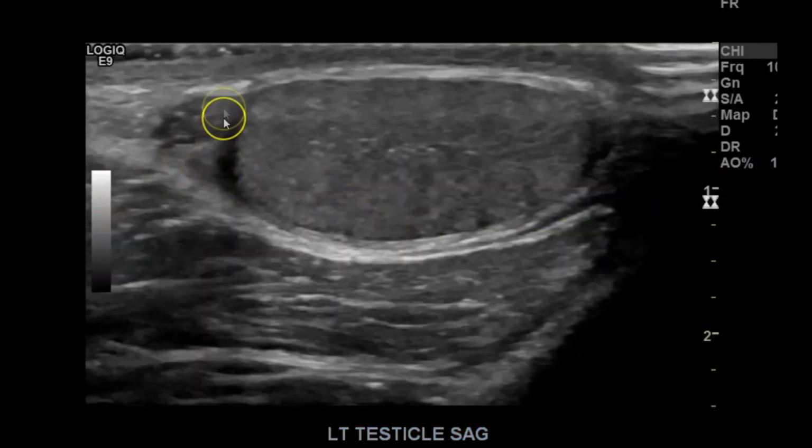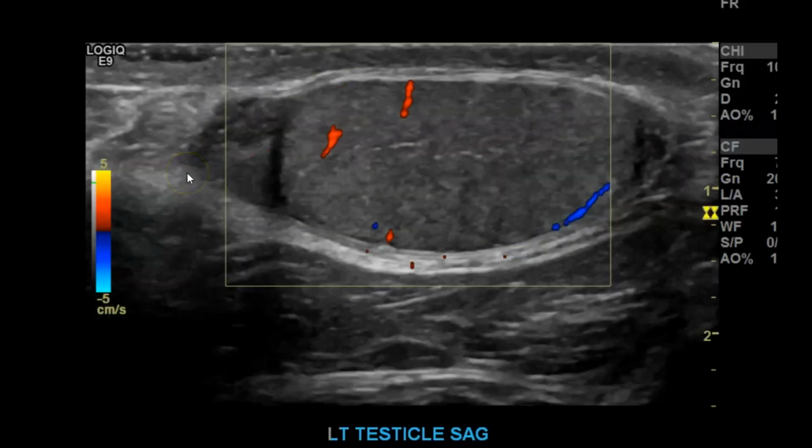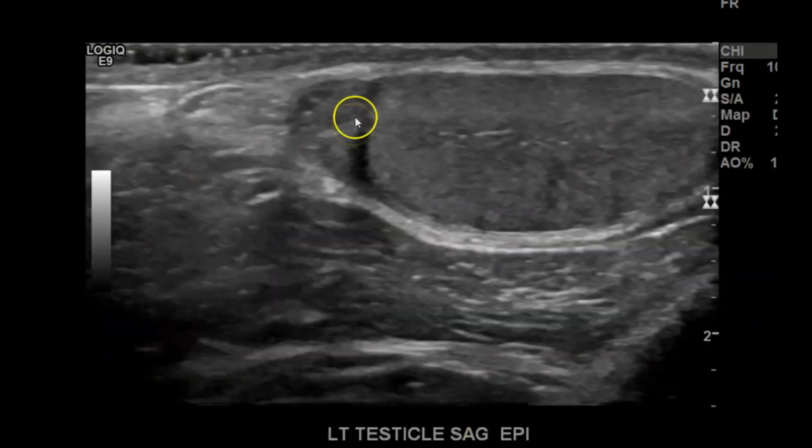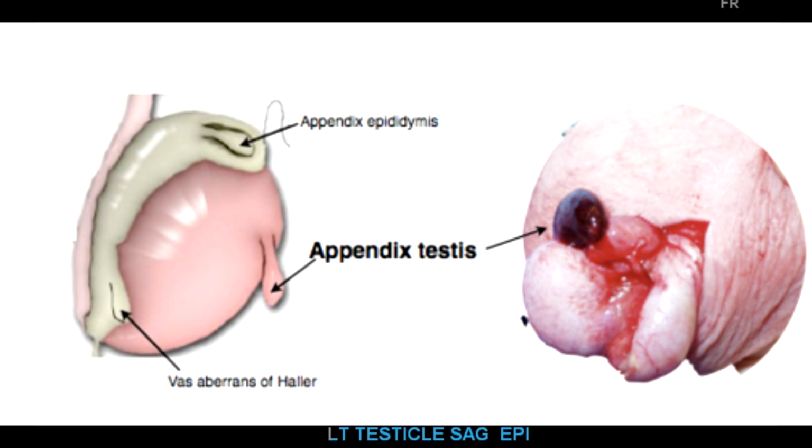So here in this area, you can see this heterogeneous structure is not the epididymal head. This is the epididymal head here. And then you've got this heterogeneous structure, and that is a torsed appendix testis. Super common. We see it a lot.